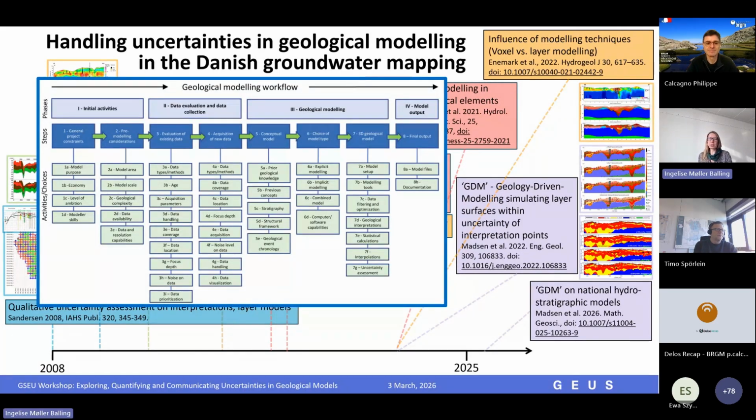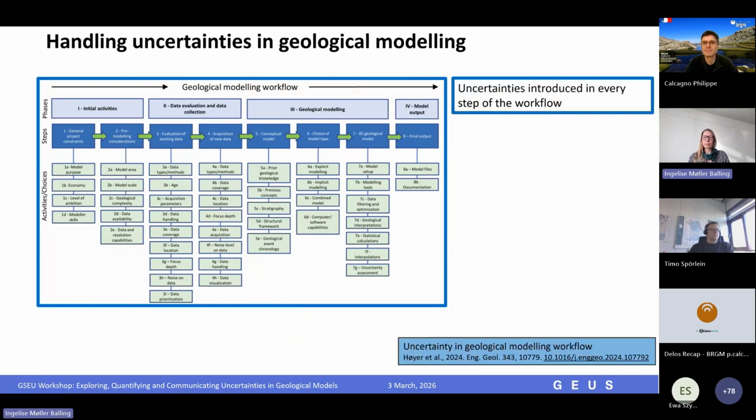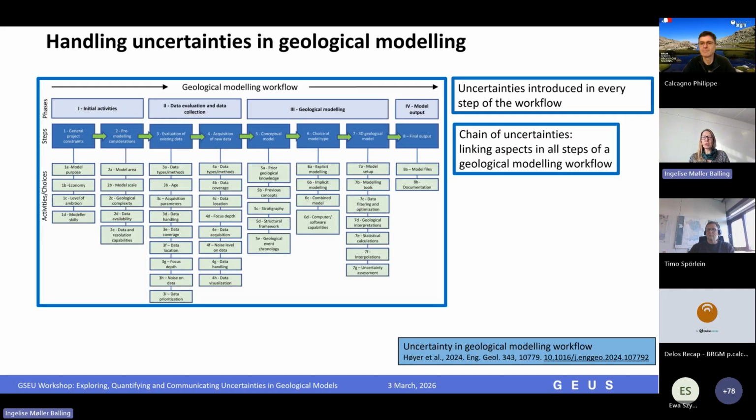Based on these studies and other work, Høyer et al. 2024 reviewed uncertainties all through the geological modeling workflow illustrated in this diagram. Uncertainties are introduced in every step of the workflow and are related to different activities and choices. It forms a chain of uncertainties linking aspects to all steps of the geological workflow.